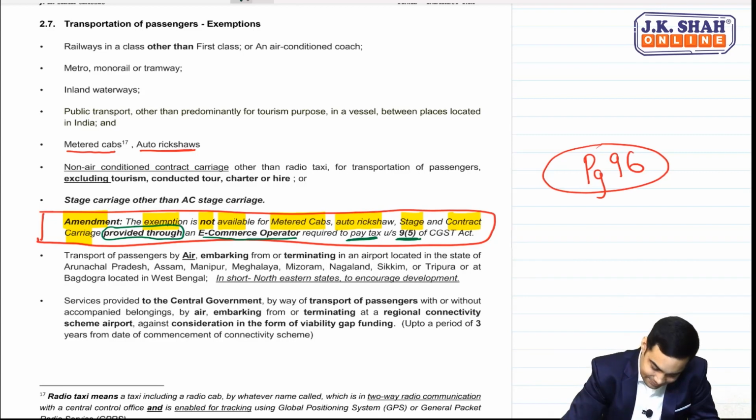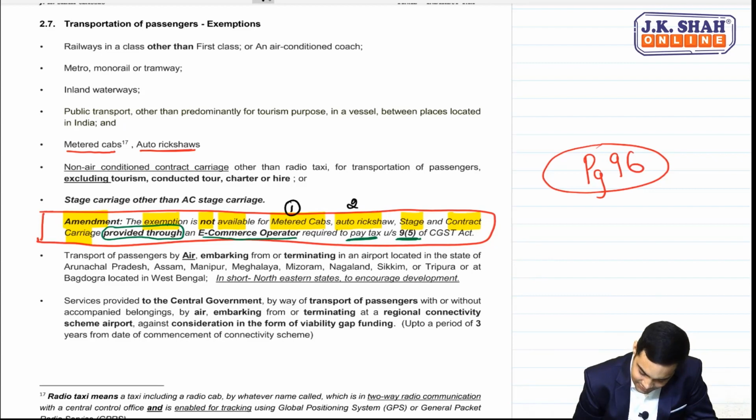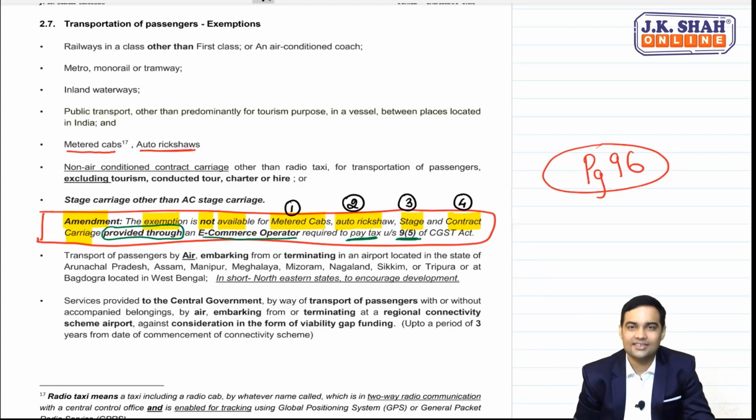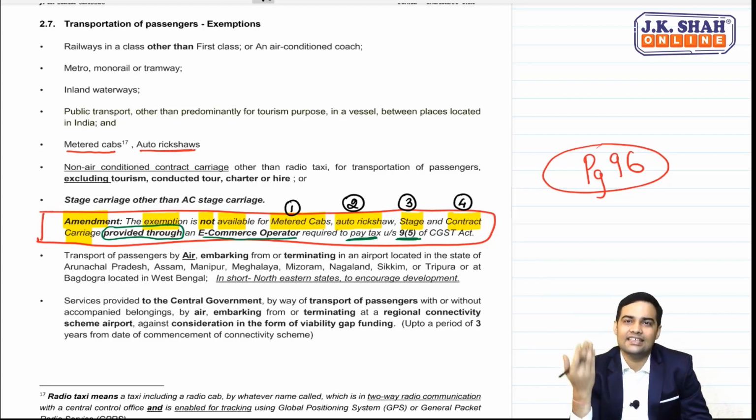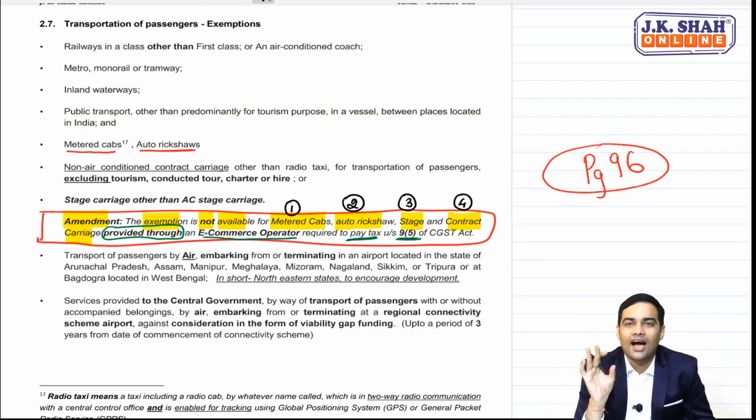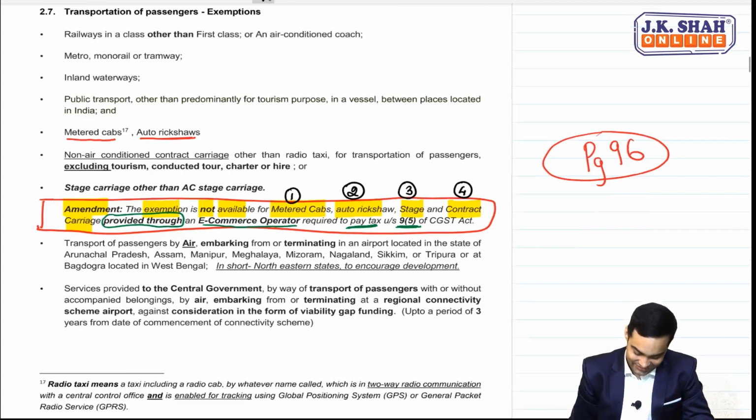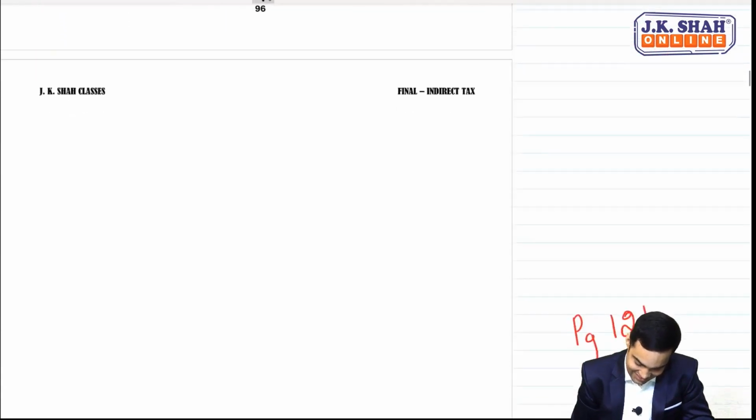Four sectors. One, metered cab. Second, auto rickshaw. Third, stage. Fourth, contract carriage. See, stage and contract carriage, AC was already taxable. Non-AC enjoyed an exemption provided some conditions are satisfied. Now non-AC is still exempt, but if that non-AC is booked through e-commerce operator, then in that case GST is applicable. Fair enough. Okay.